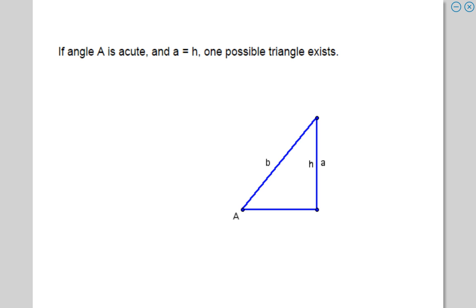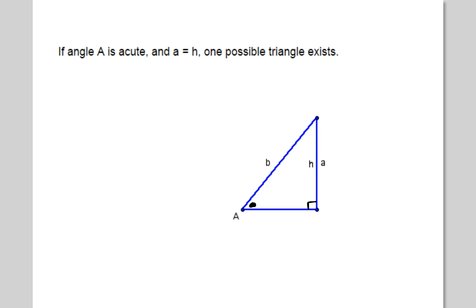If the angle is acute, and they're talking about the given angle down in the corner, and the opposite side is the same as the height, there's only one possible triangle, and it's the right angle triangle. This has really no bearing on the lesson, so you don't really have to worry about this one. In the previous situation, the opposite side was smaller than the height. Now the opposite side is the height, and that's a right angle triangle, so we don't have to worry about that one.